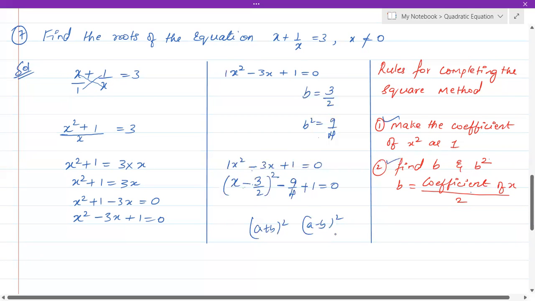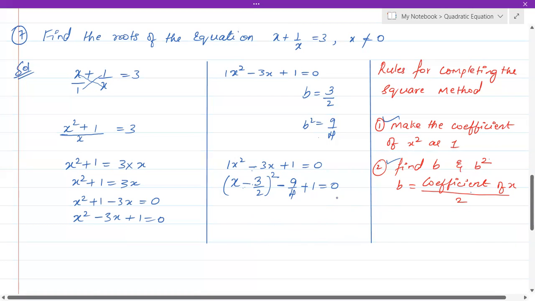That is what we are trying to do. That is why we are finding this b and doing this procedure. I'm not going to go in depth about this procedure that I'm doing. Just understand the procedure. Later we'll get to know why we are doing it like this. Right now, just concentrate on the method.